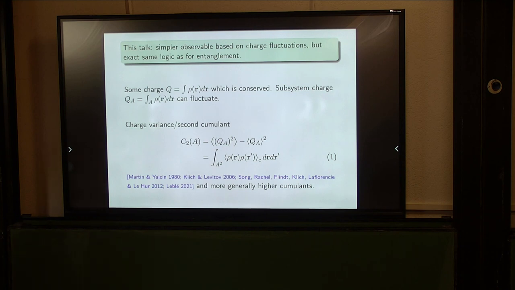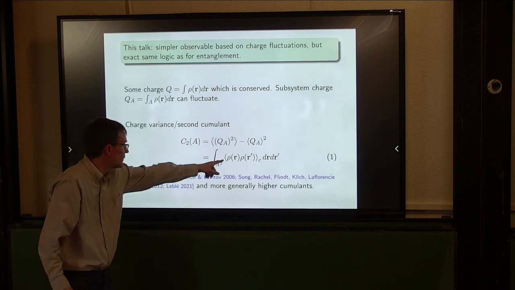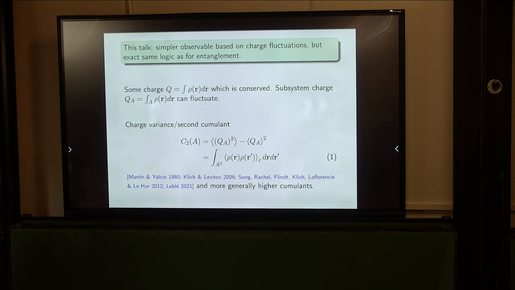In interesting physical systems where Q is conserved in whole space, it might not be conserved in some other, smaller region A, such as the one I showed before. For example, you can study the variance for this charge in a subsystem A. So you choose a region A, and you compute this charge variance, or second cumulant for charge fluctuations, which is defined like this. Since I'm assuming I can write this formally as an integral over some local density, what I'm really doing is just computing this integral over A squared of the density. That's the only thing I'm really doing.